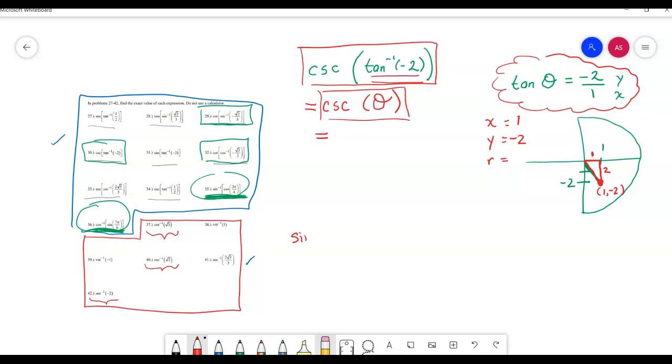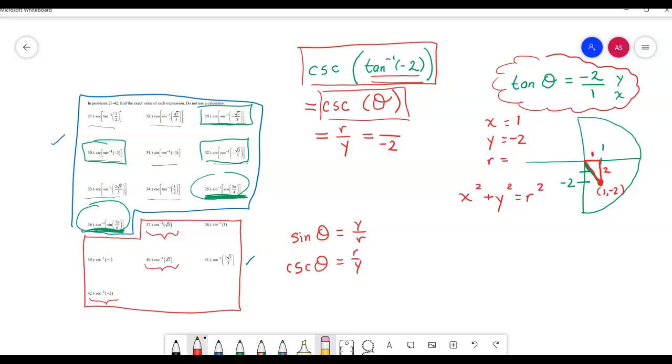So let's kind of define that off to the side. Sine of theta is y over r. Therefore, cosecant of theta is r over y. So because I'm finding cosecant of theta, the problem is basically find r, find y, build a fraction. Okay, so as soon as I find r and y, I can build this answer. So my answer is going to be, I don't know what r is yet, over negative 2. So let's find r. Pythagorean theorem.